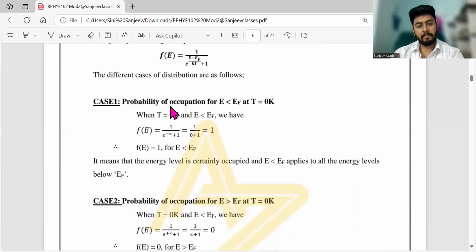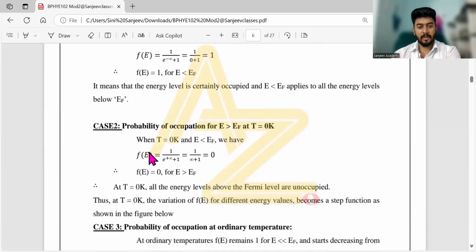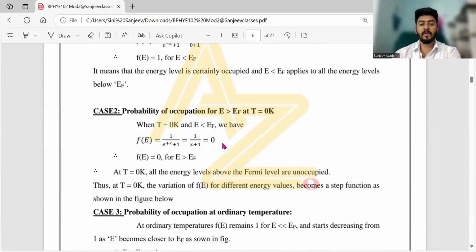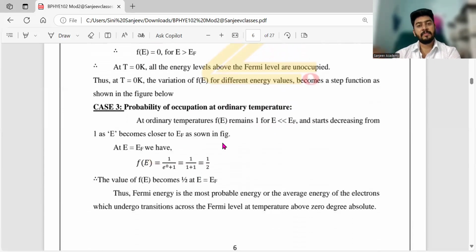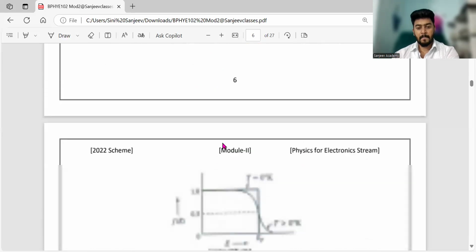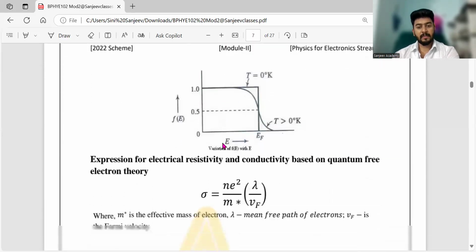If it is at 0 Kelvin, put T equal to 0. Then I'll be getting F of E equal to 1. Probability is 1 at absolute temperature 0, that is 100%. When E is greater than EF, then the probability is 0, which means all the energy levels are unoccupied. At ordinary temperature it will be half, that is 50%. So first it is 100%, then 0, then 50%. Draw the graph and study.